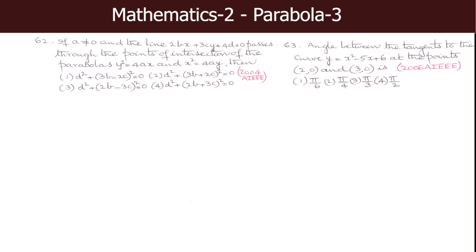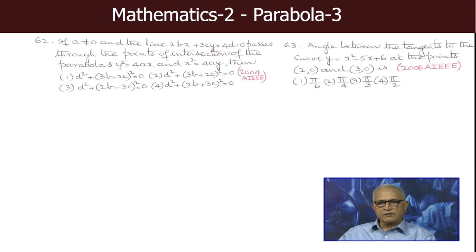Next, if A naught equal to 0 and the line 2bx plus 3cy plus 4d equal to 0 passes through the points of intersection of the parabolas y square equal to 4ax and x square equal to 4ay.